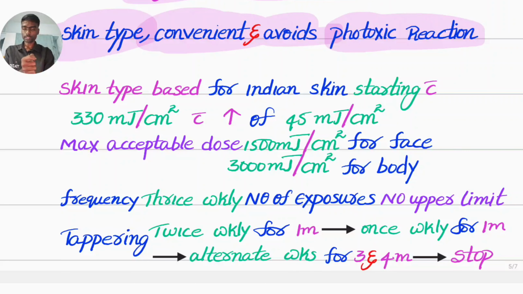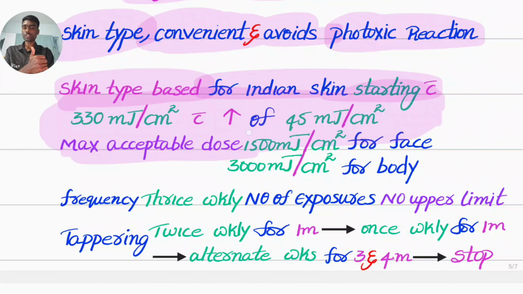Then skin type based. They have already calculated which skin type needs how much dose. For Indian skin, they calculated 330 millijoules per centimeter square with increments of 45 millijoules per centimeter square, with a maximal acceptable dose of 1500 millijoules for face, 3000 for body. This is skin type based, and this data is for Indian skin. One is fixed. Already they fixed the lowest possible dose, then we can increase according to the response.